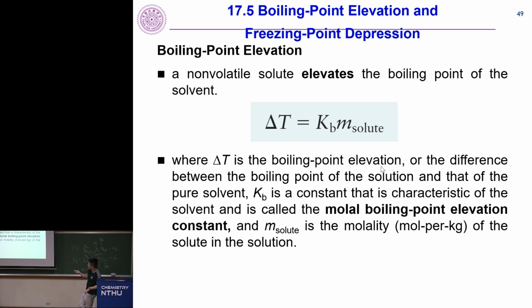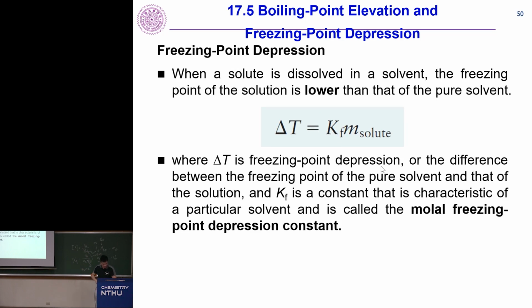And it's called the molal boiling point elevation constant. And m, solute, is the molality, mole per kilogram of the solvent in the solution. And of course, for water at 25 degrees, kilograms equals liters, right? They are the same. Okay, the other one is the freezing point depression.